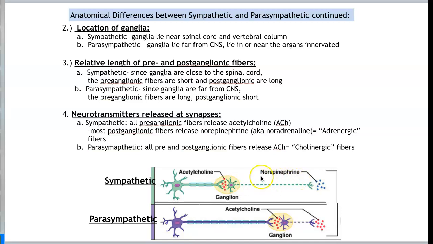And the neurotransmitters. What's being released in the parasympathetic? At the synapse with the second visceral motor neuron, acetylcholine. At the target organ, acetylcholine. Sympathetic. At the synapse in the ganglia with the second visceral motor neuron, acetylcholine. At the target organ, the synapse is going to release norepinephrine.